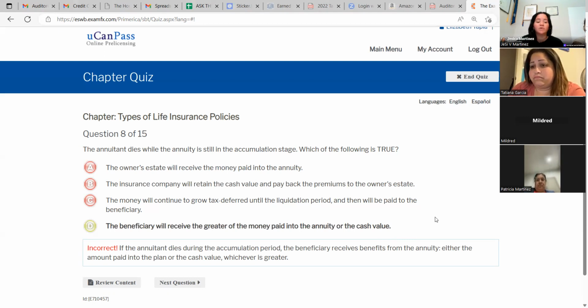So now we know that when the annuitant dies in the accumulation period, so they haven't even decided when they're going to liquidate, how they're going to get the money out, and any of that, the beneficiary will receive the greater of the money paid in or the cash value that it has. So we'll pay one or the other.